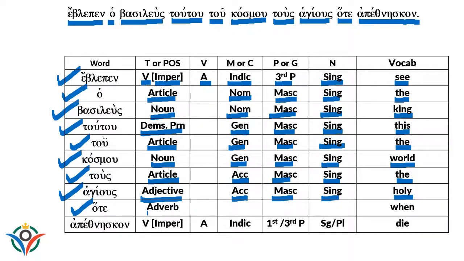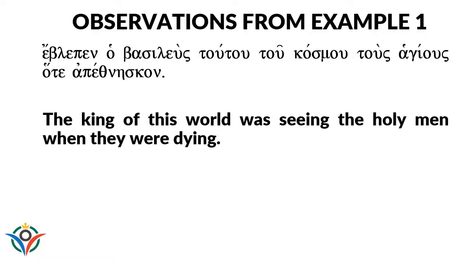And then we have hate, which is an adverb, and that means when. And finally we have apathaneskon, which is also a verb. It is imperfect, active, indicative. It can be first or third person, singular or plural, and it'll need to be determined from the context, and it means die. So let's translate this verse into English using this parsing sheet in our next slide. So based on the information in our parsing sheet, we could put this English translation together. The king of this world was seeing the holy men when they were dying.